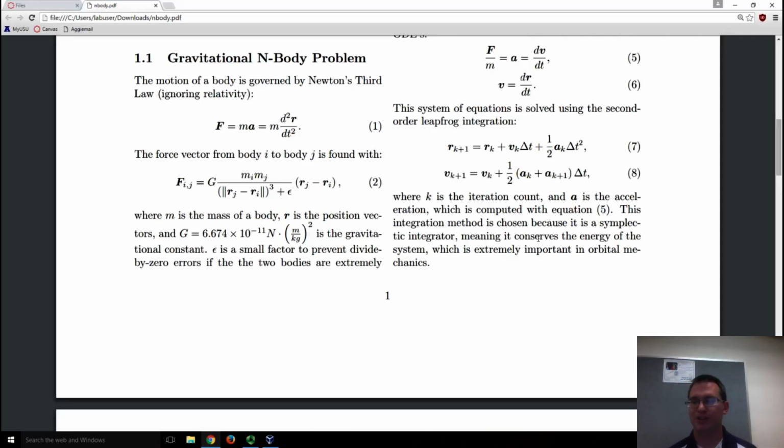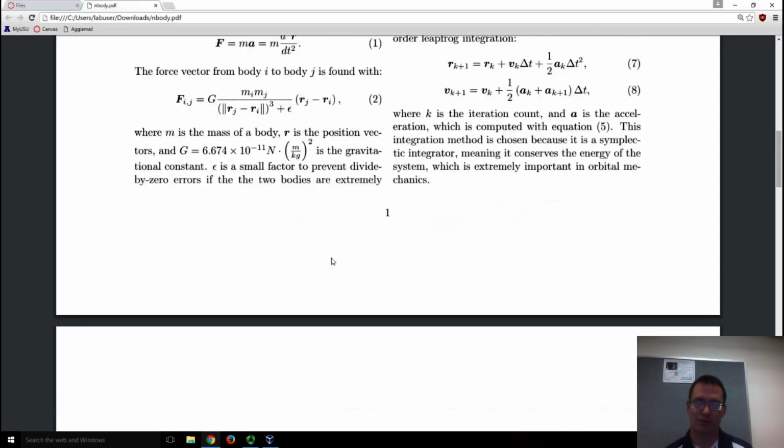Now the reason we're doing this is it's a second order method. If you just did an Euler method, it sucks, so we're not going to do that. But also it is a symplectic integrator, which means it conserves the energy of the system. A lot of numerical integration techniques don't do that. And in a lot of cases it doesn't matter, but in this case it's very important for orbital mechanics.